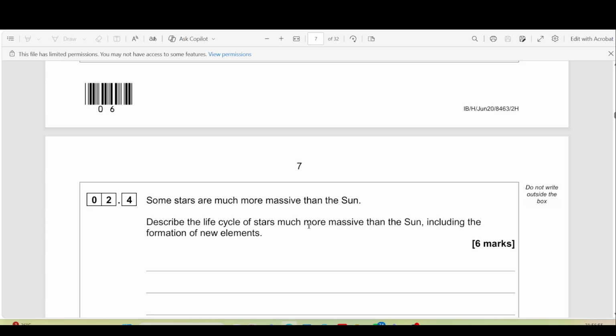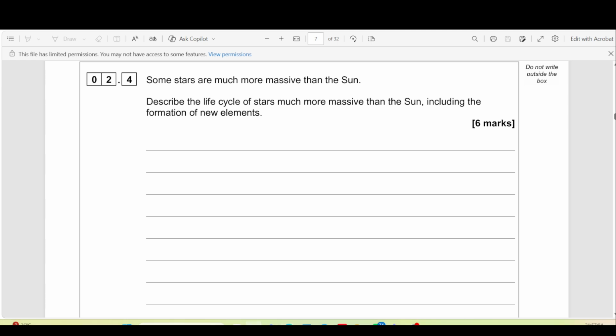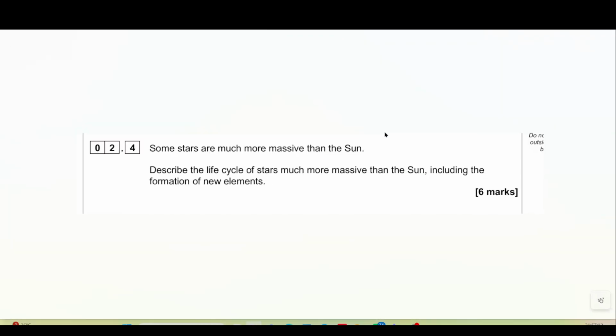Some stars are much more massive than the sun. Describe the life cycle of stars much more massive than the sun, including the formation of new elements. So first step is nebula and protostar. Stars form from a cloud of dust and gas.